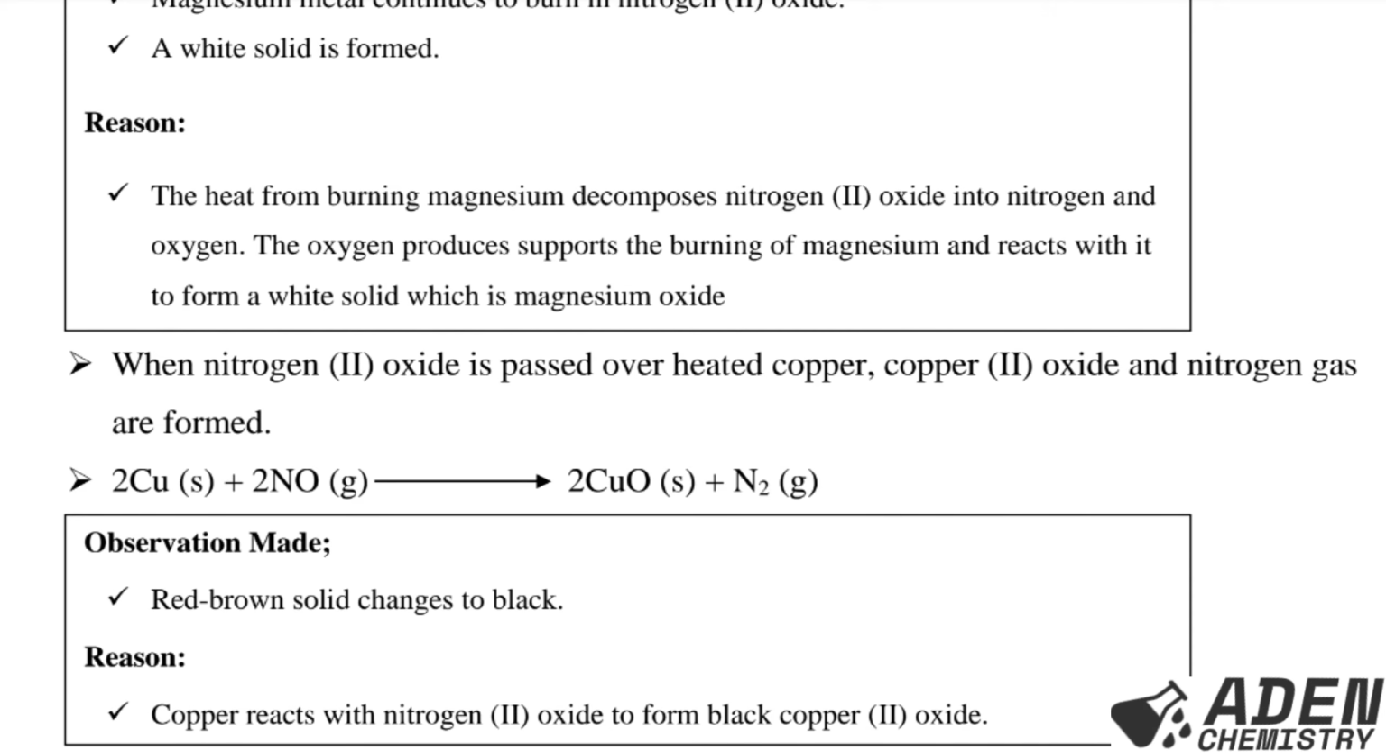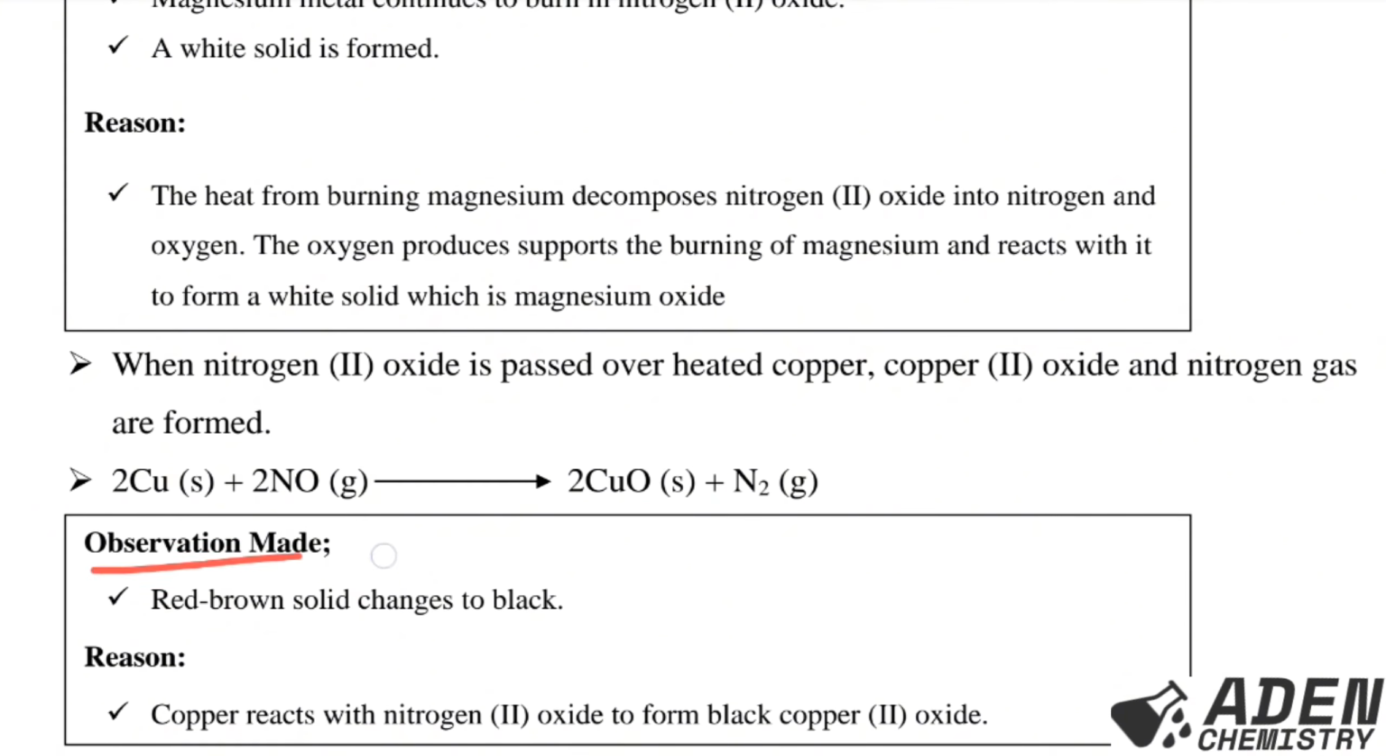Example number 2: when nitrogen(II) oxide is passed over heated copper, copper(II) oxide and nitrogen gas are formed. The equation for this reaction will be copper solid reacting with 2 moles of nitrogen(II) oxide gas. We are going to get 2 moles of copper(II) oxide solid and also 1 mole of nitrogen gas.